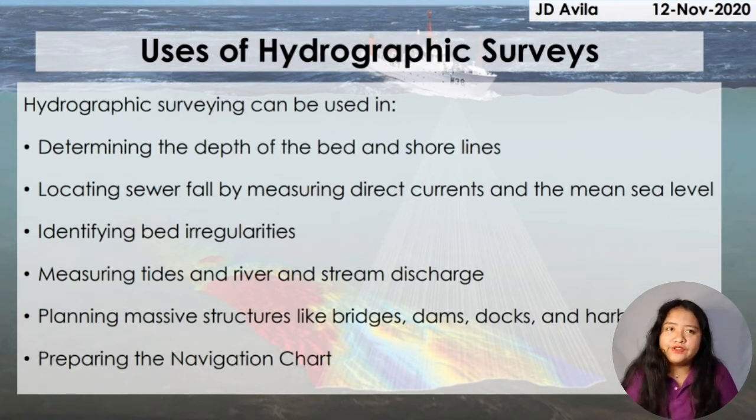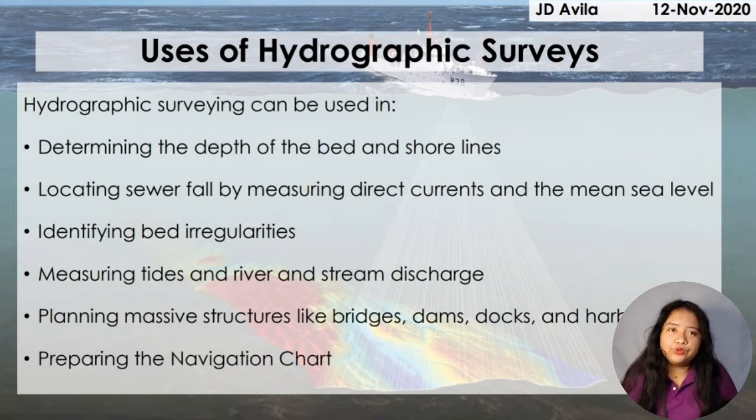So hydrographic surveying can also be used in locating sewer fall by measuring direct currents and the mean sea level. So hydrographic surveying can also be used in identifying the irregularities of the underwater bed.